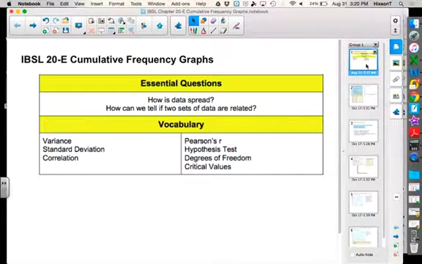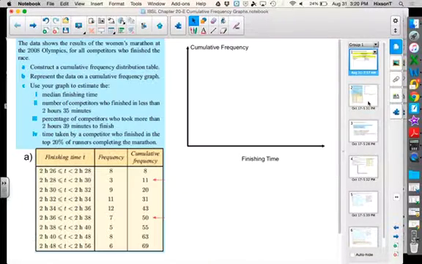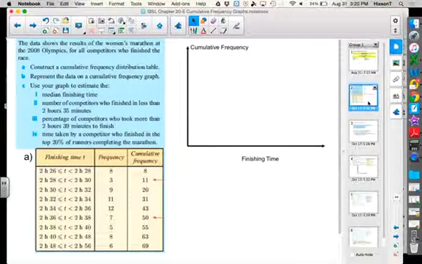Again, we're taking a look at how data is spread. Later this week, we're going to get to telling how sets of data are related. But let's talk about a cumulative frequency graph. We're going to look at some data, look at how we can graph it, and how we can sketch the cumulative frequency graph, and then also how we can use that to interpret things.